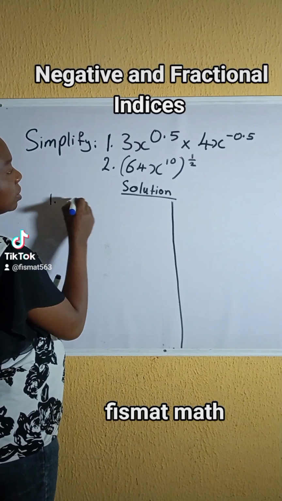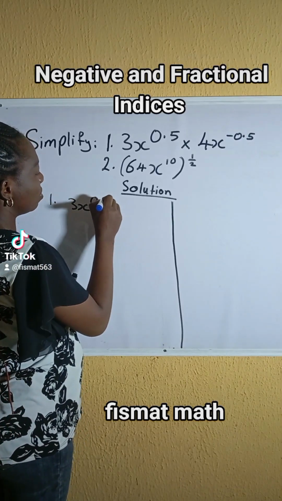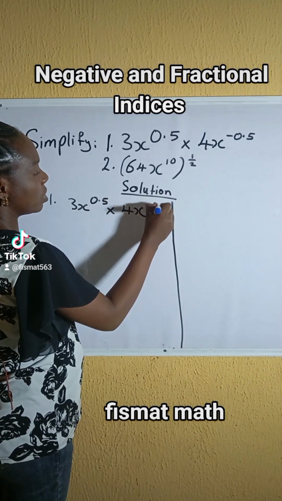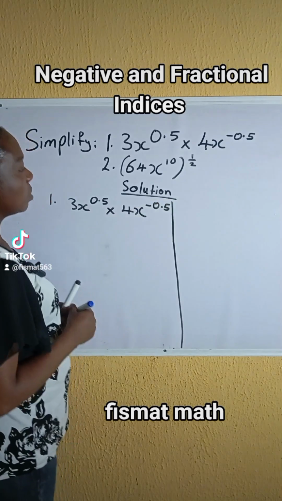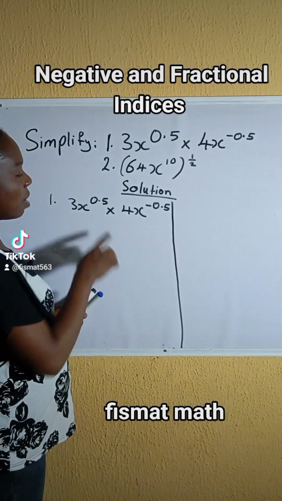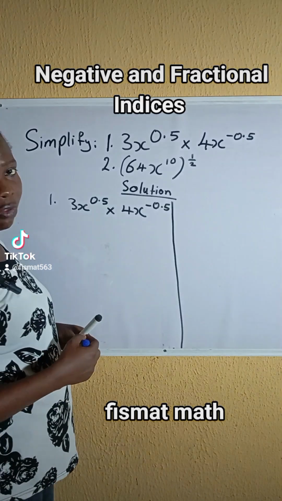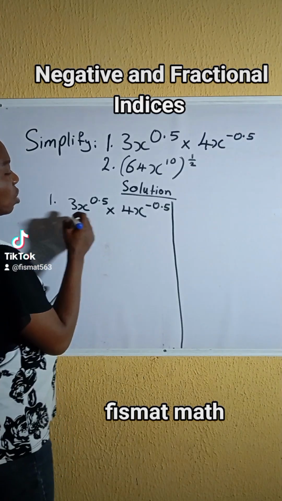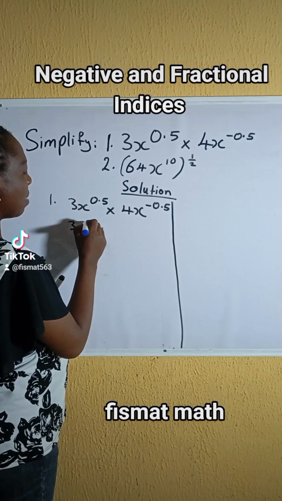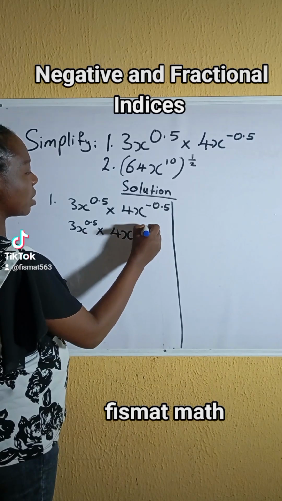You have 3x to the power of 0.5 multiplied by 4x to the power of minus 0.5. Before we solve this question, I noticed one thing. Here we have 0.5 and minus 0.5, so I'm not going to change the decimals to fractions here. I'll just go ahead and have 3x to the power 0.5 multiplied by 4x to the power minus 0.5.